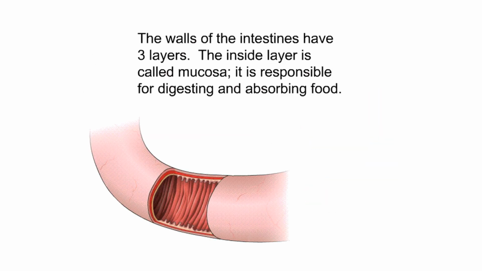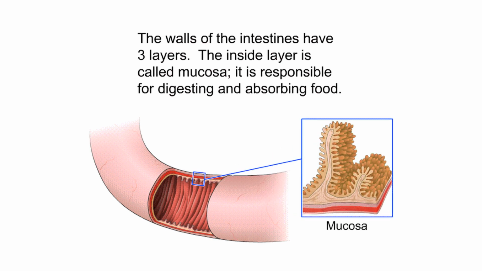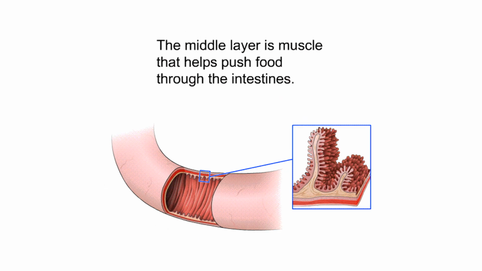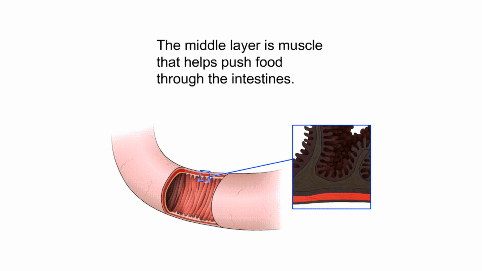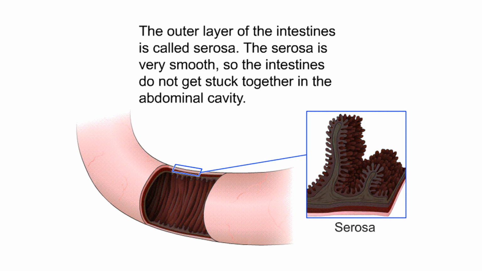The walls of the intestines have 3 layers. The inside layer is called mucosa. It is responsible for digesting and absorbing food. The middle layer is muscle that helps push food through the intestines. The outer layer of the intestines is called serosa. The serosa is very smooth, so the intestines do not get stuck together in the abdominal cavity.